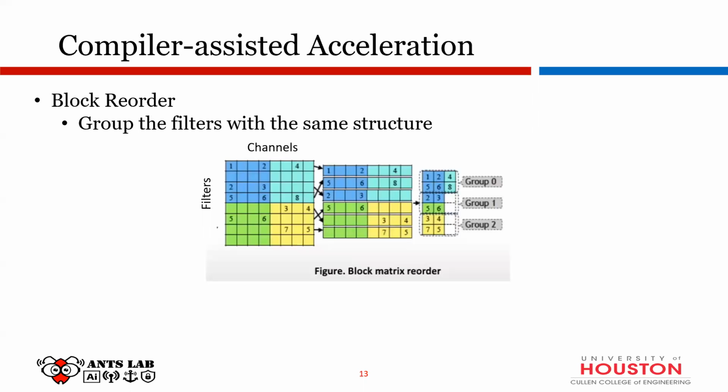Next, they were talking about some computer hardware design to accelerate the inference. First is called the compiler-assisted accelerator, because we designed the weight matrix in the following way. You can see some of the filters share similar structures. So what they do is reorder the computing order in different filters and group them together so that we can have more efficient computing, parallelism, and storage.